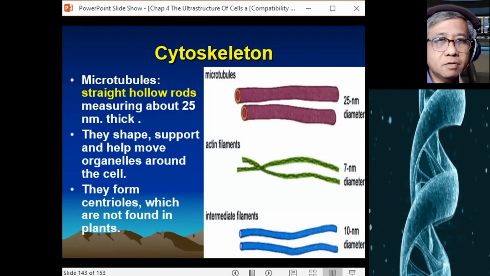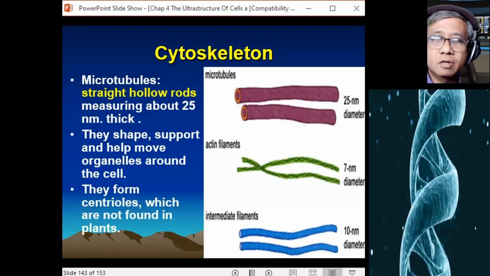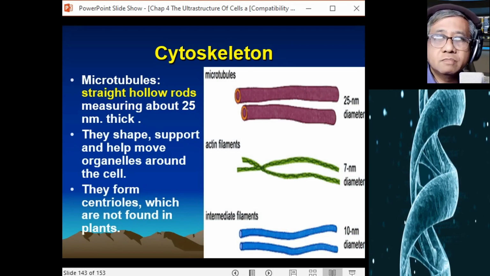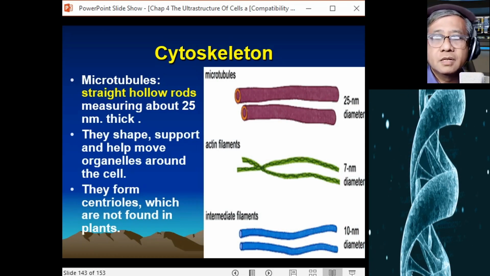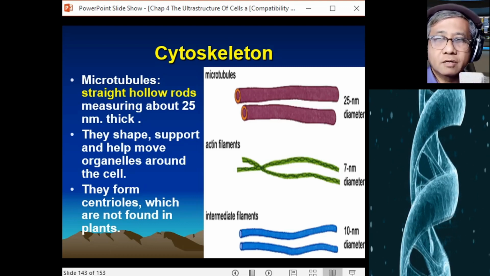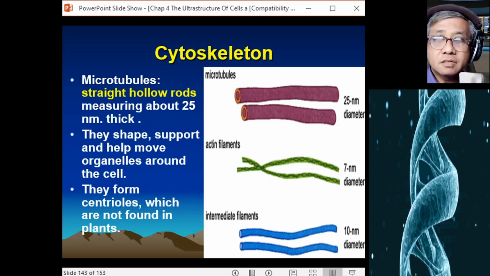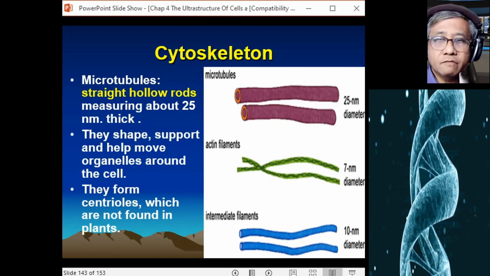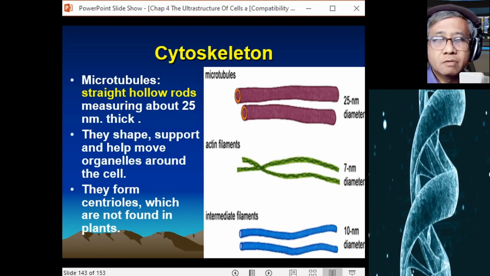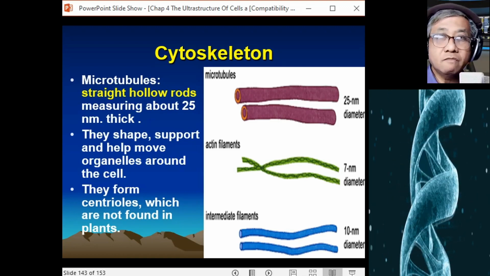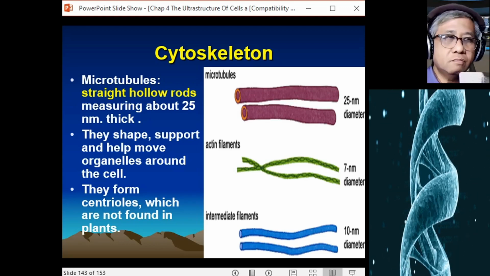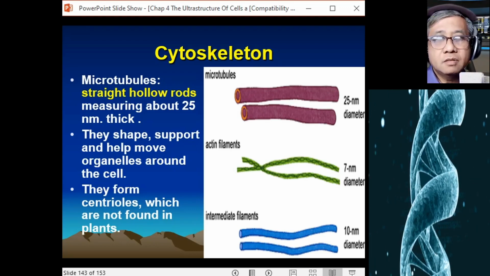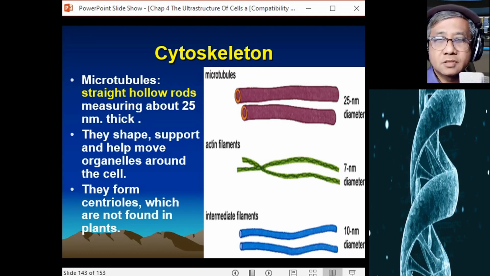Hollow, meaning there is a space inside. Hollow rods. The function of these microtubules: they provide shape and support and help organelles move around the cell. And they also form centrioles. These centrioles are involved in cell division. So these microtubules are greatly involved in cell division or mitosis.